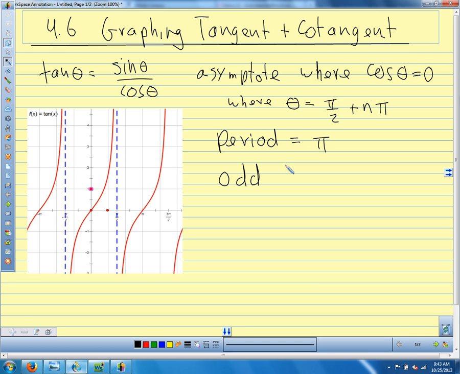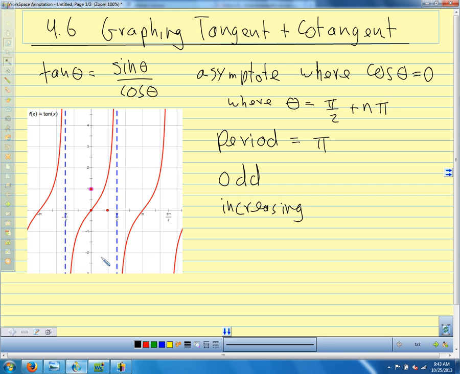So our function is odd. The other important thing about the tangent function is it is increasing. So it's going up, it's getting larger as we move left to right. So our period is pi. We get asymptotes at these multiples of pi over 2 plus pi units. And odd means it's symmetric about the origin, just as a reminder.